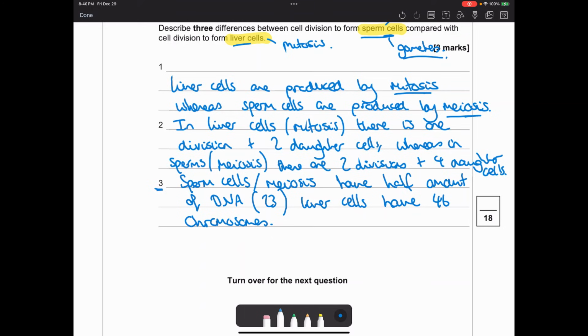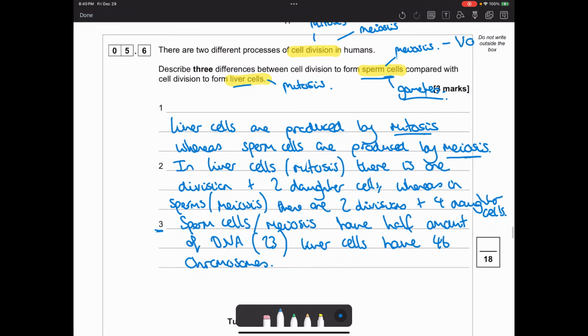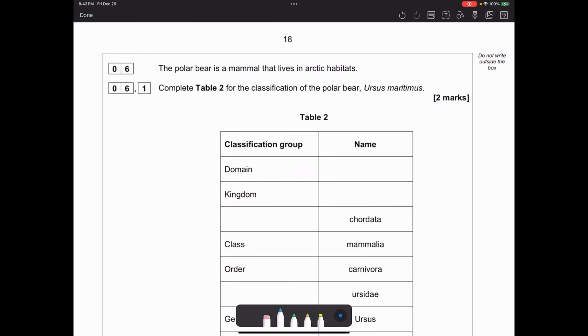The other difference that you can then say is that sperm cells, the process of meiosis, gives variation. Okay, all the sperm cells are different, but mitosis is genetically identical. So a few more comparisons than you actually need there, but any of them would then get you those 3 marks. And that's a big question, 18 marks, and that's the end of question 5. Okay, question number 6 then.